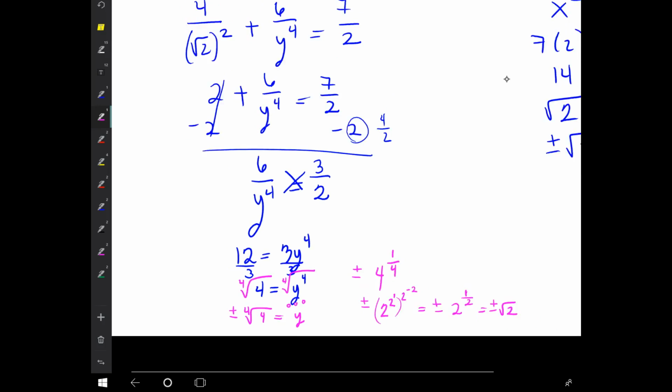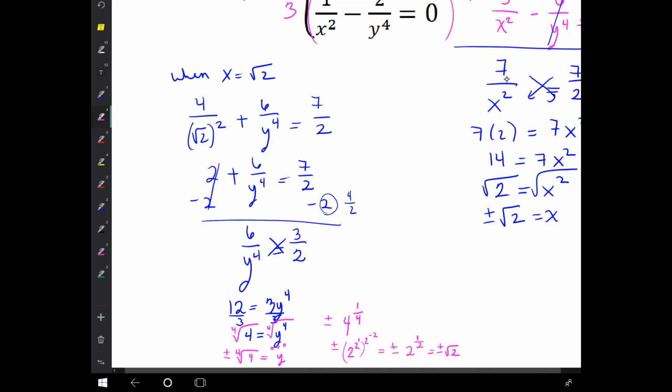Okay, so our answer here is actually root 2, plus or minus root 2. So root 2, and root 2, negative 2.